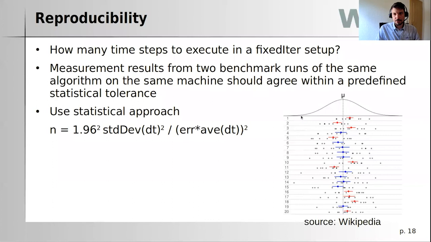but just a short introduction to these statistics. I like this figure from Wikipedia. It's basically about if we have one experiment, and our experiment is the benchmark, where we measure how long the time steps run in seconds, and we repeat it 20 times, right? So we will have some average value for this. That's mu.